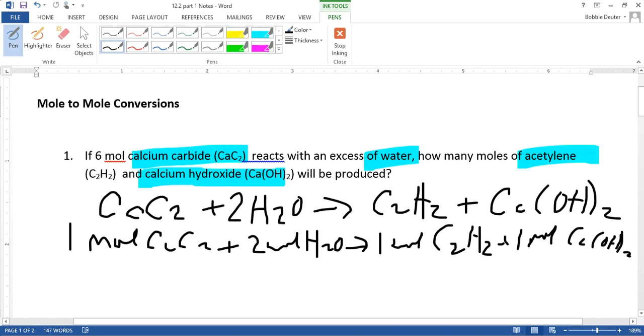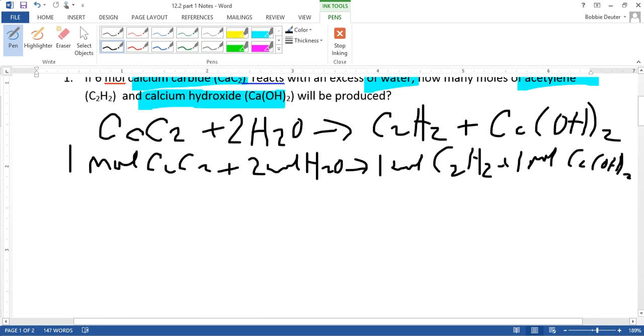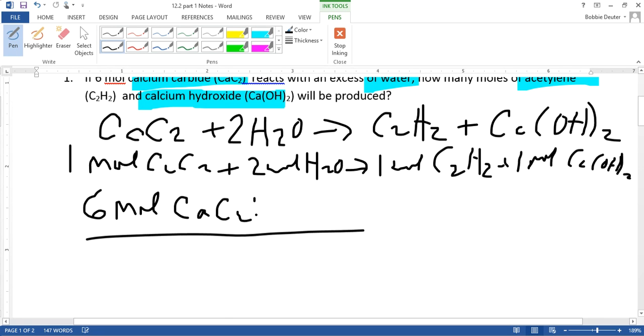Now, once we know that, we need to find a molar ratio. Let's start with what we're given. We're given 6 moles of CaC2. We're asked to see how many moles of our 2 products are produced. Yesterday we learned how to do a molar ratio, so that's what we're going to do. What goes up here must go down here. This is what we are given, so our given goes down here. We get a molar ratio from our balanced chemical equation.